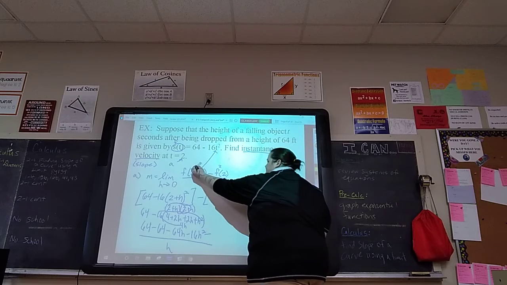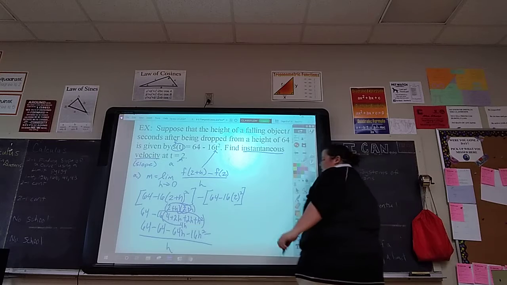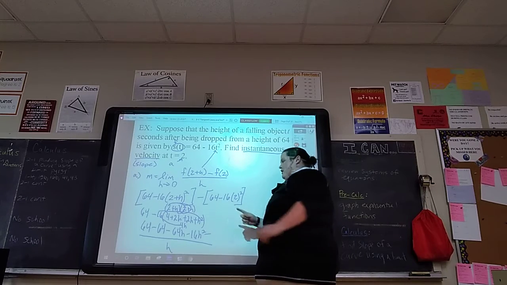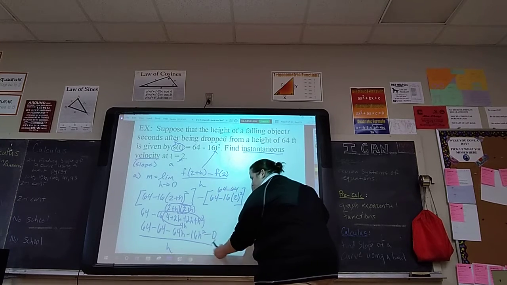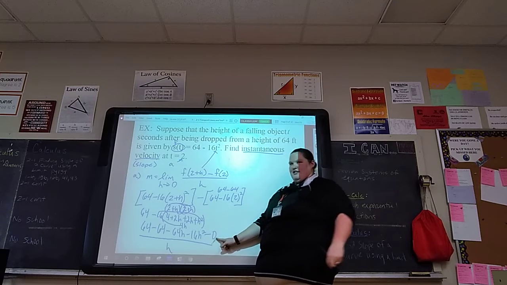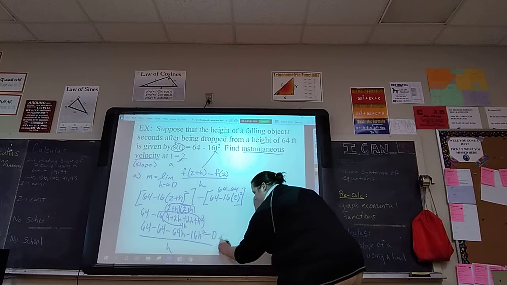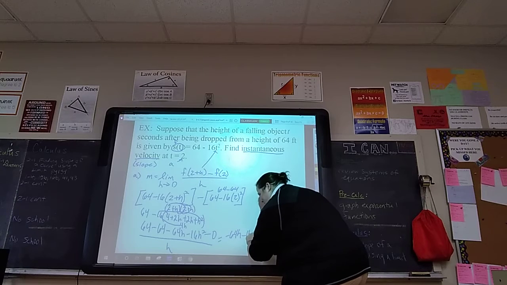Now we have to solve out the other parts. So what's 2 squared? 4. Negative 64. So then we have 64 minus 64. That's a 0. I did that for consistency. So what's going to happen to my 64s? Cancel. So I have negative 64h minus 16h squared over h.